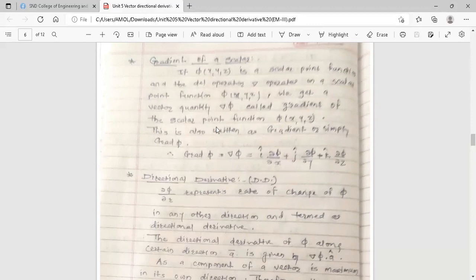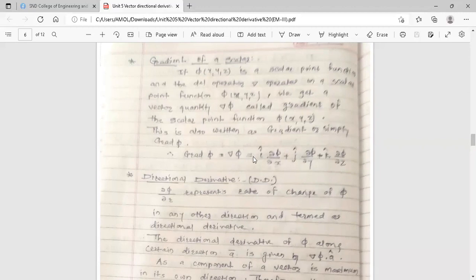See, phi is a scalar point function and the operator del operates on phi. So we get a vector quantity del phi, because del is a vector quantity and phi is a scalar quantity, but still the product of one vector and one scalar is a vector quantity. So del phi is a vector quantity and it is called the gradient of the scalar point function phi of x, y, z. This is also written as grad phi, or it is equal to del phi.